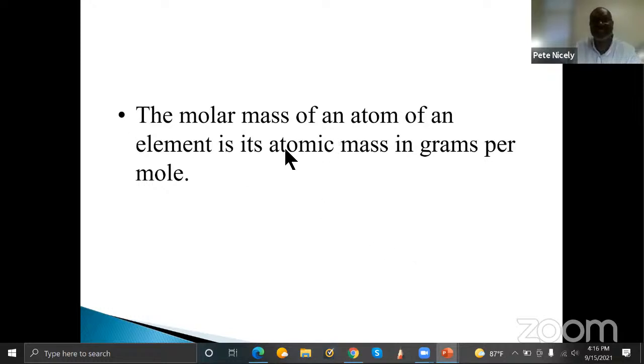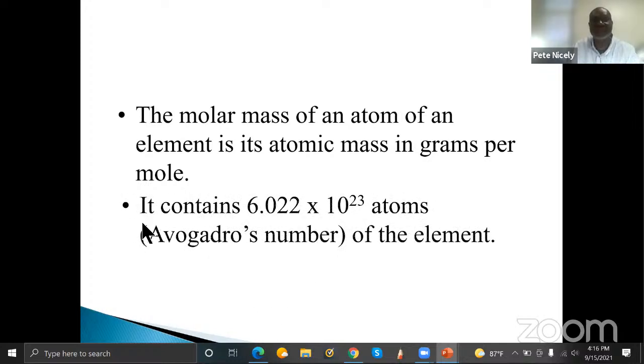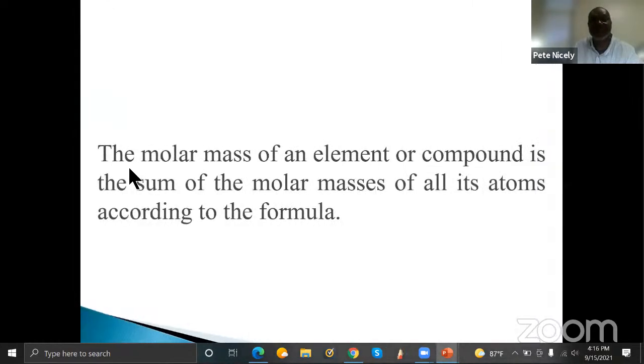The first thing is that the molar mass of an atom is basically the atomic mass expressed in grams per mole. And you need to remember also that 1 mole is equal to this number, which is Avogadro's number, right? So basically the molar mass will contain this number of atoms for the particular element, right? Which is equal to 1 mole, all right?